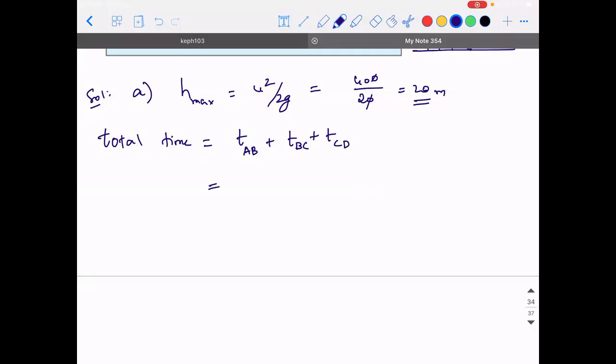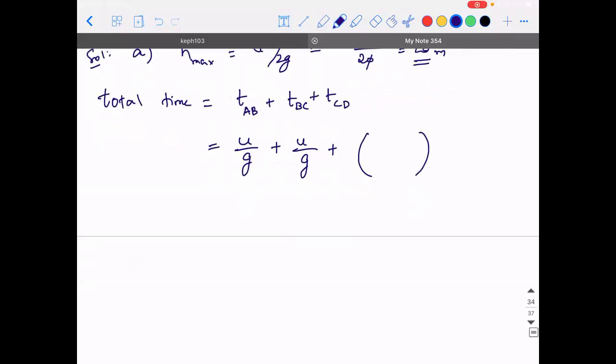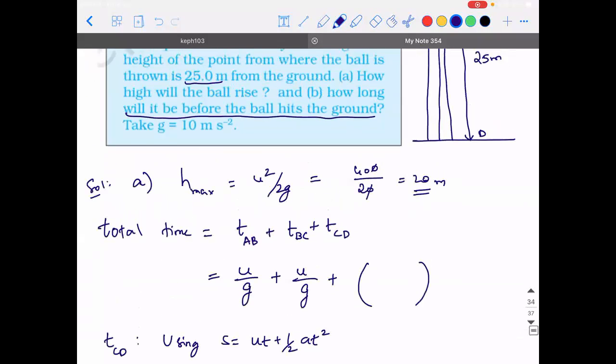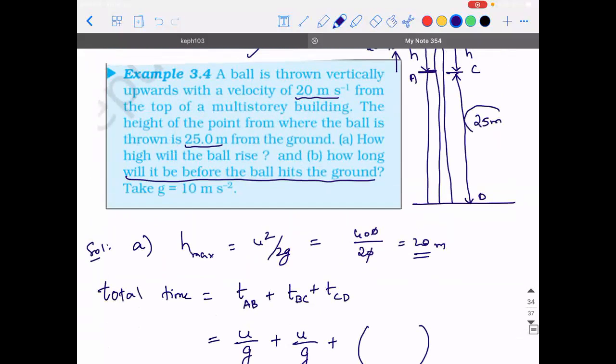So what is the time taken from A to B? It is u by g. Plus time taken from B to C is also u by g. Plus the time taken in this case, we need to calculate. I'll come to that. So for time taken from C to D, using s is equal to ut plus half at square. Why am I using s is equal to ut plus half at square? Because displacement is given to us.